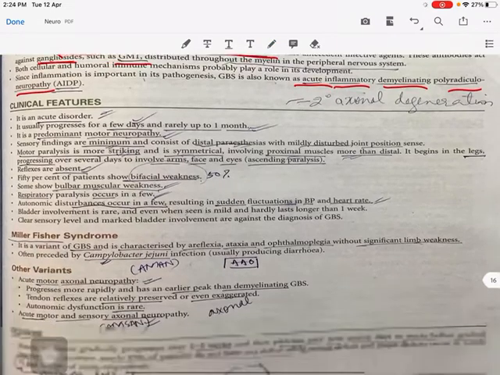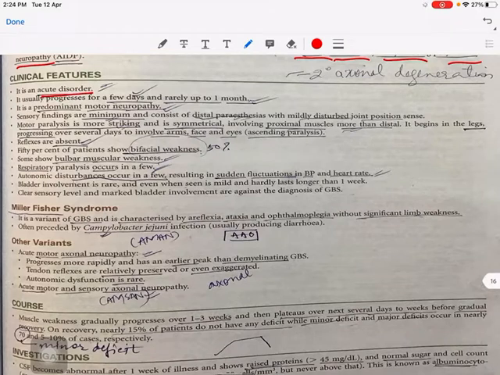Okay, GBS. Now it is an acute disorder. It usually progresses for a few days and rarely can go up to months. It is predominantly motor. It does not have sensory symptoms. The minimum sensory symptoms that you can find are distal paresthesias, abnormal sensations, and mildly disturbed joint position sense. Motor paralysis is more striking and symmetrical and affects proximal muscles more than distal muscles.